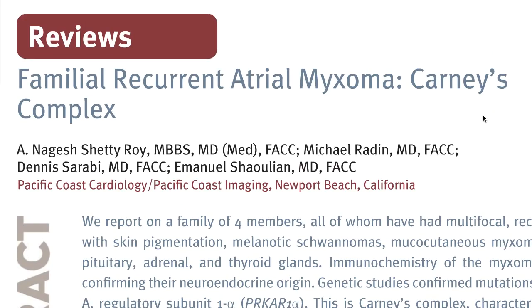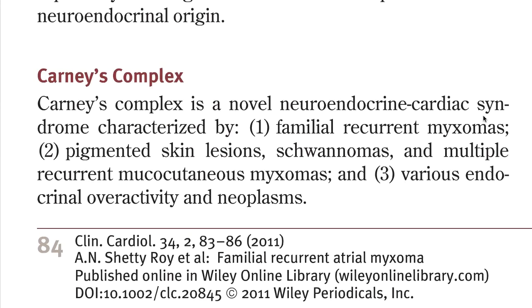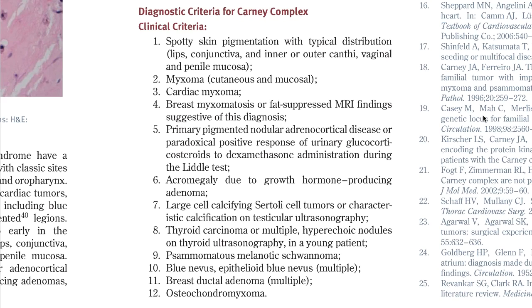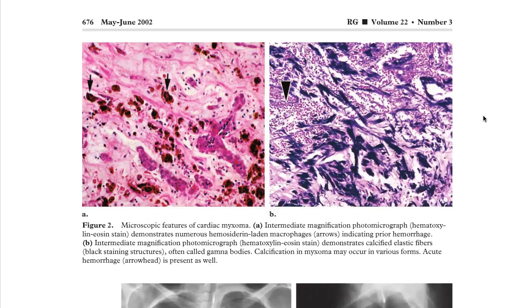The Carney complex, this is familial recurrent atrial myxoma. So we're not going to dive too deep into what this is and all the clinical features, but I just wanted to share with you. So patients have familial recurrent myxomas, pigmented skin lesions, schwannomas, myocutaneous myxomas, and various endocrinal overactivity and neoplasms. And this is the clinical criteria, which is too busy for us to go through now.